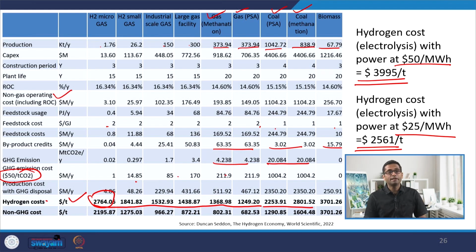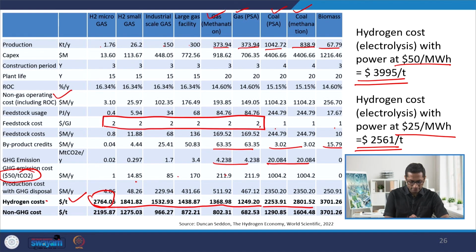But some of you might have guessed that there is a problem with this calculation. The problem is that I have taken a price of feedstock that is uniform. And what we have discussed in the previous classes is that the smaller the size of the facility, the greater is the price of this feedstock. So if we try to adjust this feedstock price based upon the scale, we might have a slightly different story to tell.